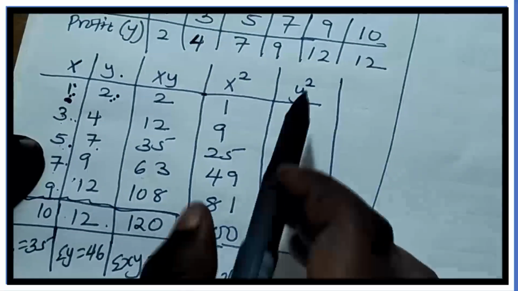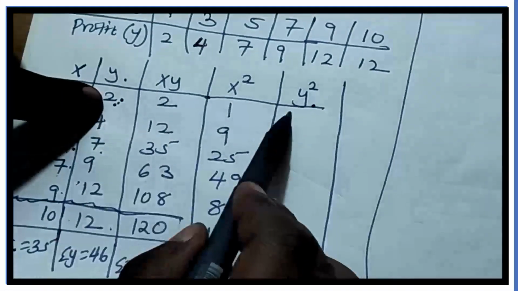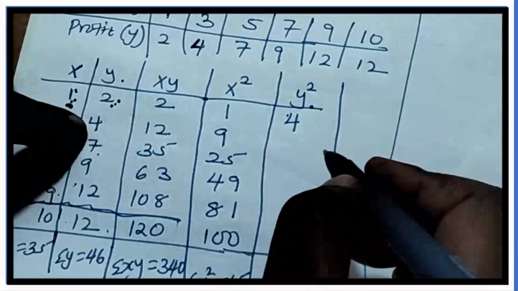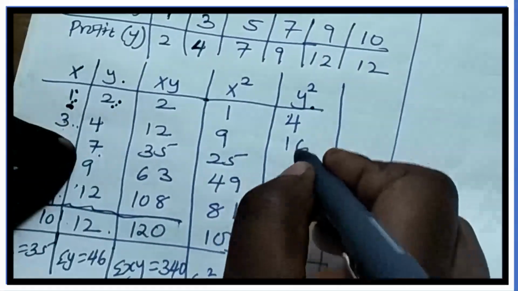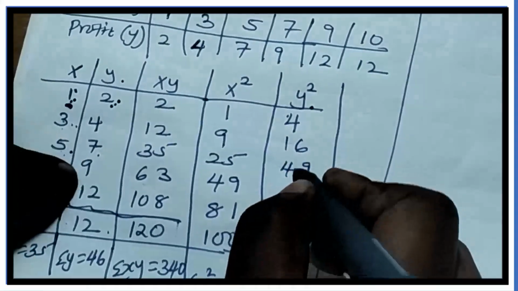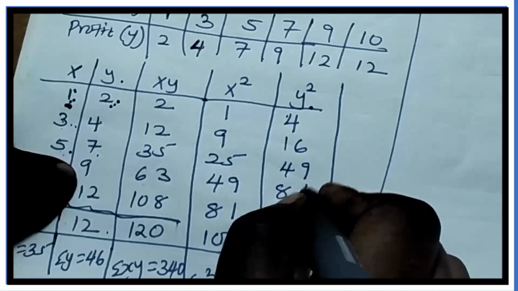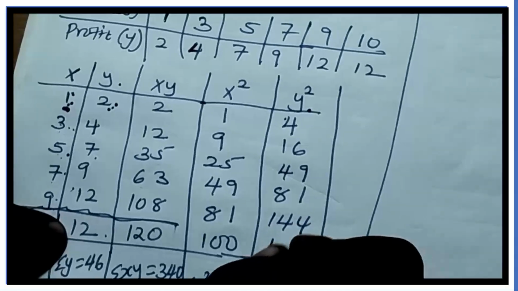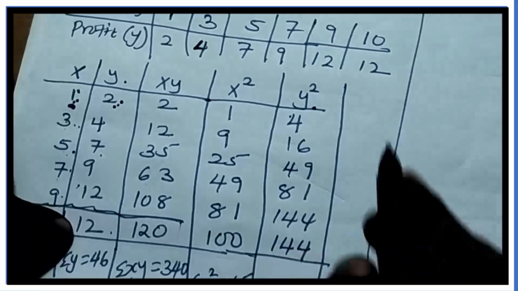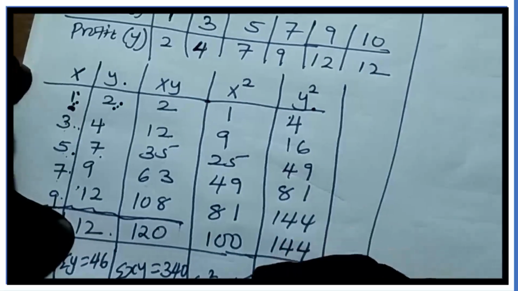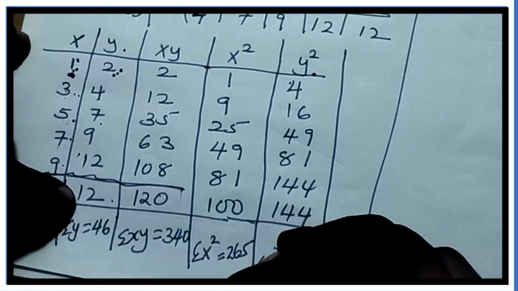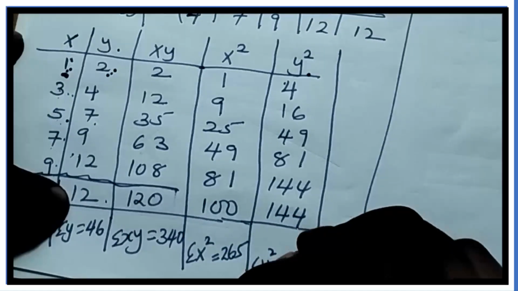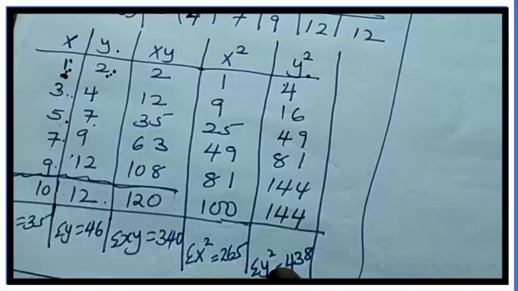Again, I need y squared. So it means that I need to square my y one by one. Square of 2 is 4. Square of 2 is 4. Square of 4 is 16. Square of 7 is 49. Square of 9 is 81. Square of 12 is 144. And again, square of 12 is 144. And when we add this now, the summation of y squared, we will get 438.